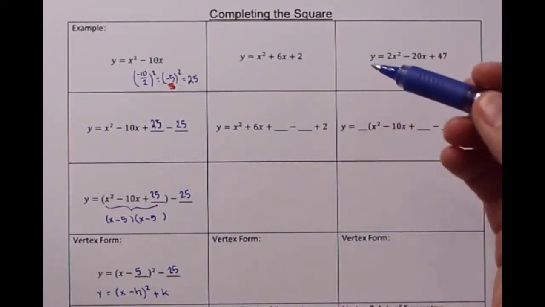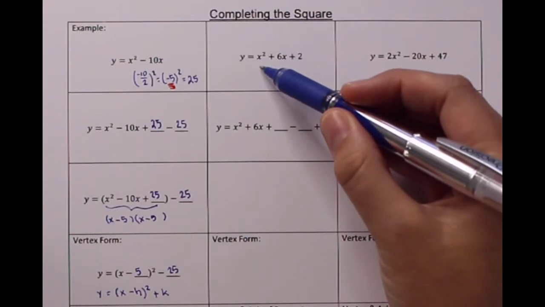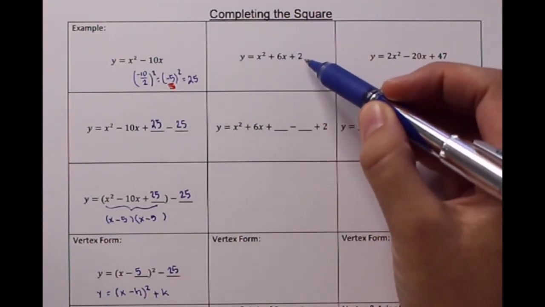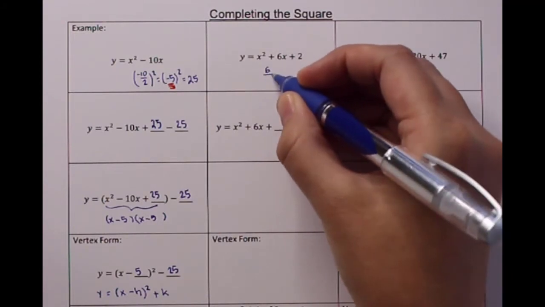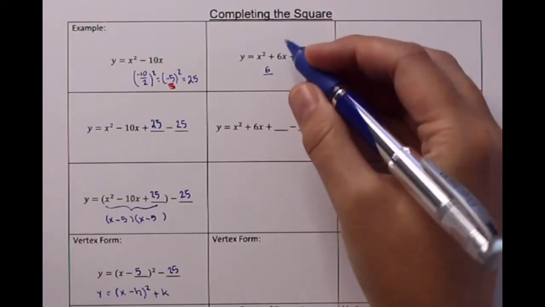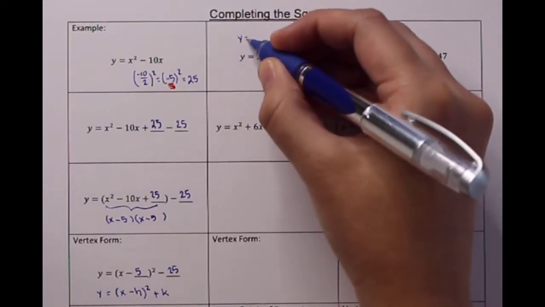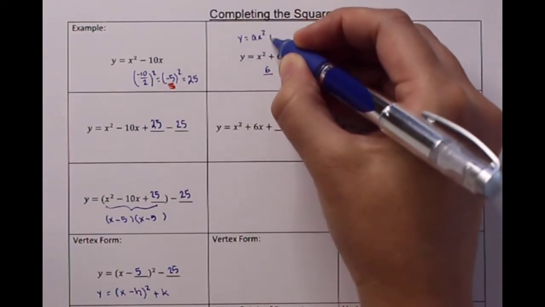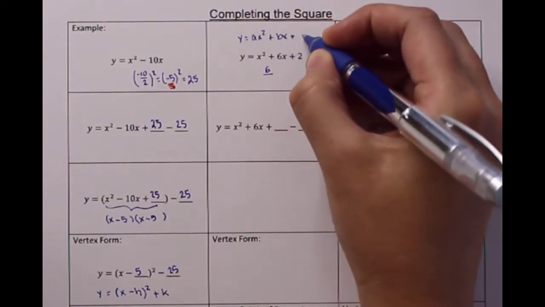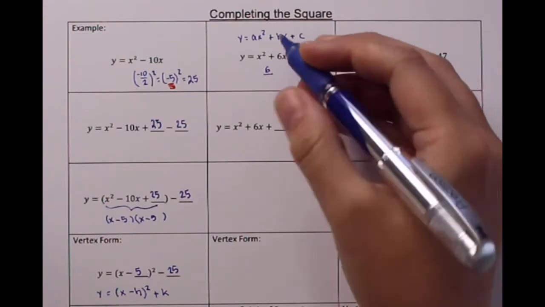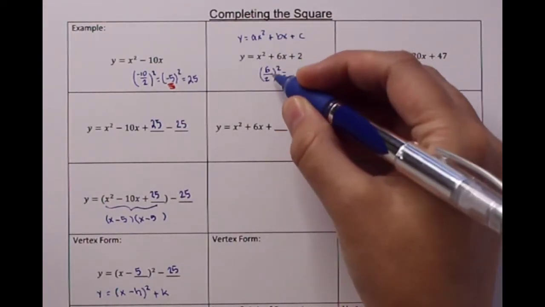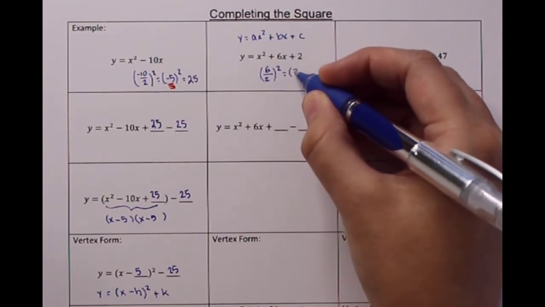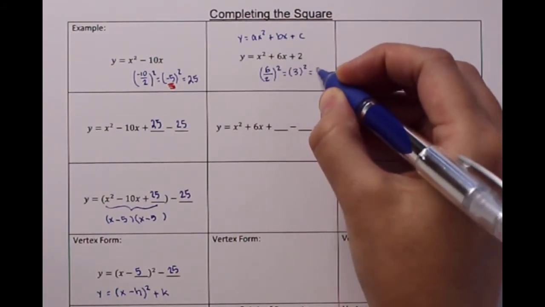Okay, let's try the next one. Y equals x squared plus 6x plus 2. So half of this coefficient on x, half of this b term, we call that b, remember, because I was saying ax squared plus bx plus c. So half of b, or half of the coefficient on x, squared. So it's always that half of that number squared. So that's 3 squared, which is 9.